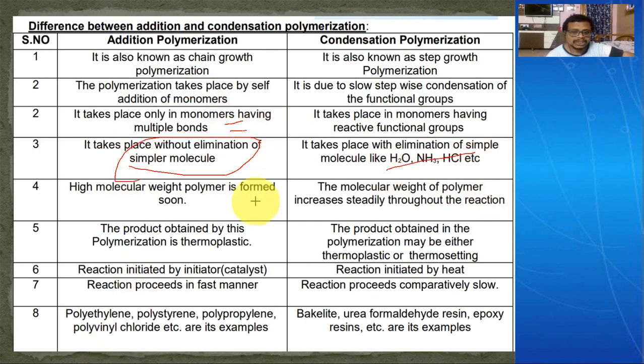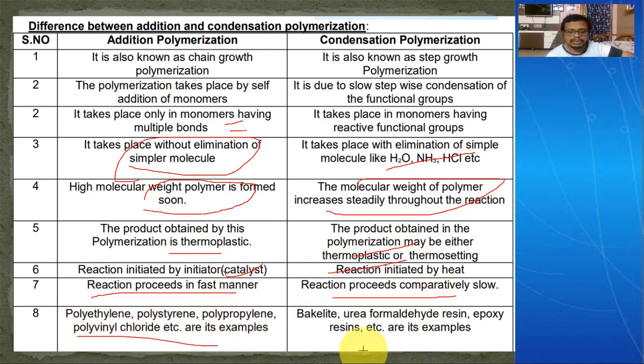Here there is elimination. Molecular weight is formed quickly in one, but in the other molecular weight increases steadily throughout the reaction. Thermoplastics are formed by this reaction; thermosettings and sometimes thermoplastics by the other. The reaction requires a catalyst in one, but in the other the reaction proceeds by heating. The reaction proceeds fast in one, comparatively slow in the other. Examples are polyethylene, polystyrene, polypropylene, and for the other, bakelite and urea formaldehyde resin.